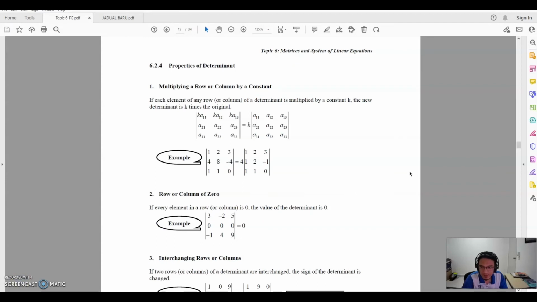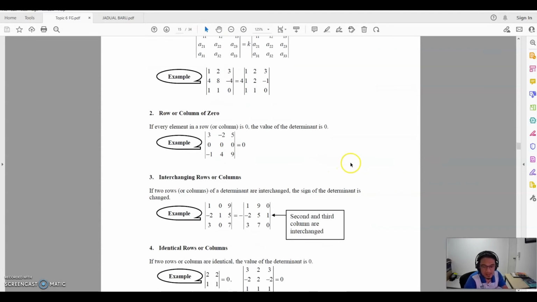Okay, next we'll be looking at the properties of determinant 6.2.4. The first property is multiplying a row or column by a constant. If each element of any row or column of a determinant is multiplied by a constant k, the new determinant is k times the original. Which means if we have a matrix, then the matrix has its own determinant. But if the matrix is multiplied with a constant, then the determinant is also multiplied with the constant.